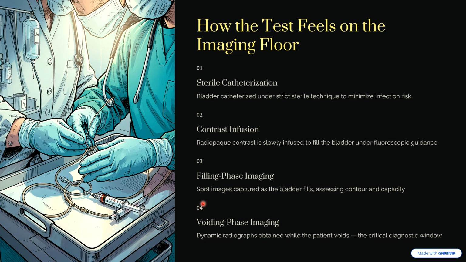Filling phase imaging. Number three, spot images captured as the bladder fills, assessing contour and capacity. Whether the filling is appropriate, whether it is containing the total amount, etc. These all can be seen by the filling phase imaging. Likewise, voiding phase imaging is also there. Dynamic radiographs obtained while the patient voids, the critical diagnostic window. So these are the four steps of VCUG. We have to do sterile catheterization, then contrast will be infused, then the filling phase will be imaged and the voiding phase will be imaged.